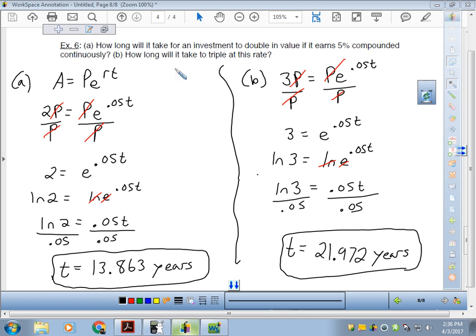You're just going to be using that handful of formulas, plugging stuff in, and then doing a little bit of algebra to solve.